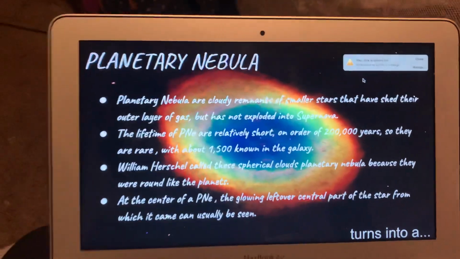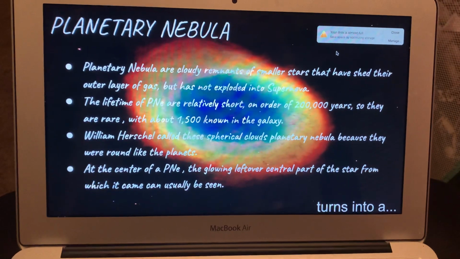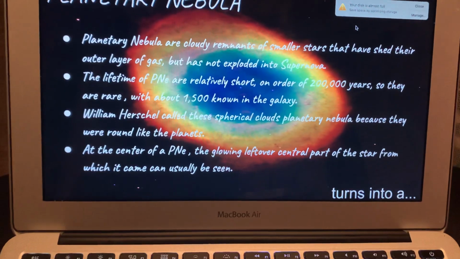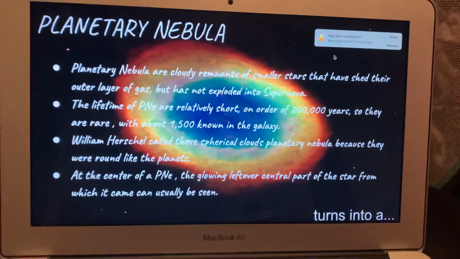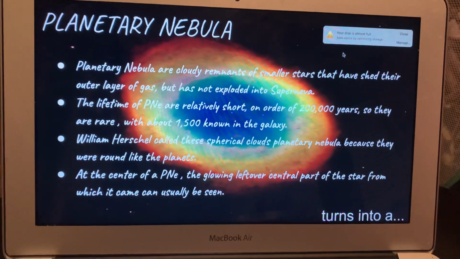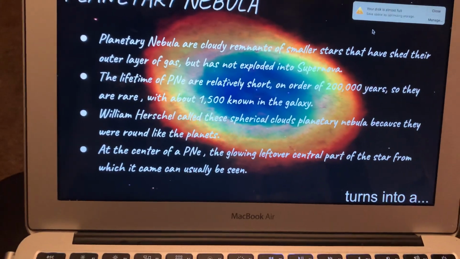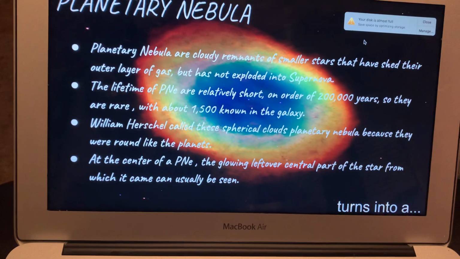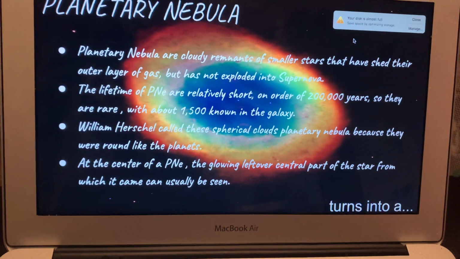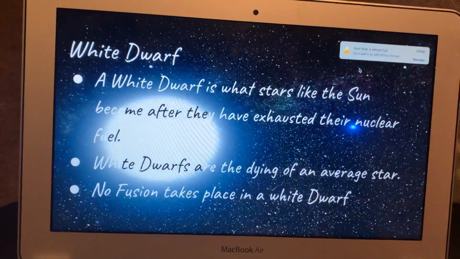Okay, next, the planetary nebula. Planetary nebulas are cloudy remnants of smaller stars that have shed their outer layer of gas but have not exploded into a supernova. The lifetime of a planetary nebula, abbreviated PN, is relatively short, on the order of 200,000 years, so they are rare, with about 1,500 known in the galaxy. William Herschel called these spherical clouds planetary nebulas because they were round like the planets. At the center of a PN, the glowing leftover central part of the star from which it came can usually be seen.